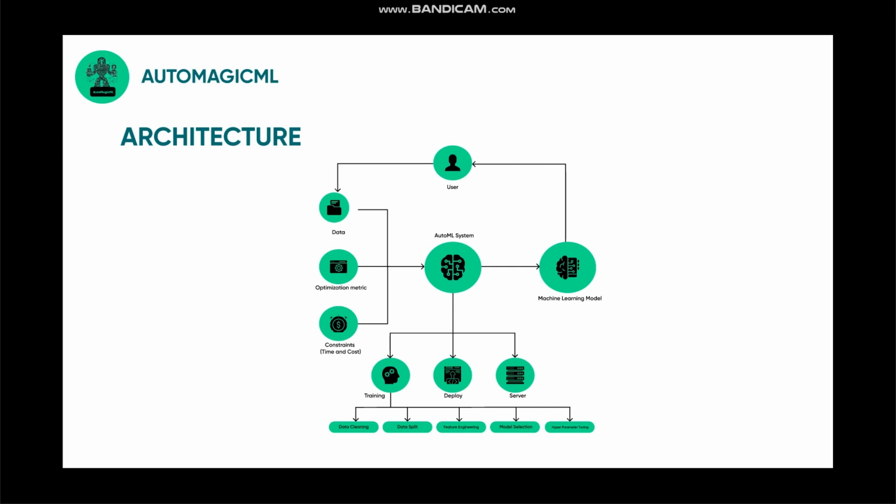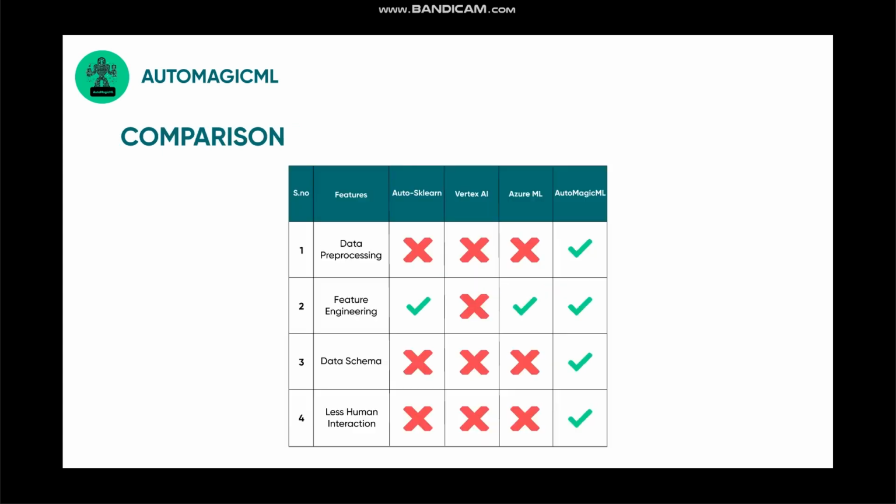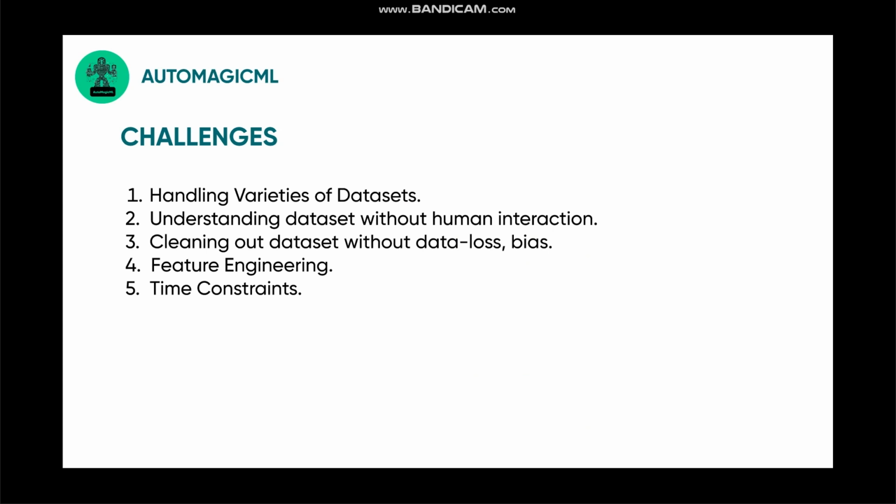Here the model training and the whole process, from pre-processing to model selection, is done. Compared with other automated machine learning tools, AutoSklearn, Vertex AI, and Azure ML, they don't have proper pre-processing and feature engineering techniques that optimize the whole machine learning process. We have implemented all of those in our project, AutoMagic ML, the automated ML. We did this with the help of a genetic algorithm, making feature engineering easier and the whole machine learning process simpler.